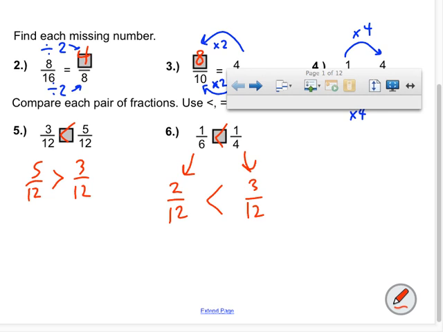Oli, you have a question? Yeah, sign out the sheet. Okay, any questions about the warm-up?